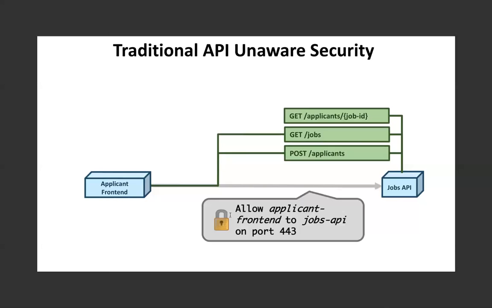If you look at the traditional way of doing security and policy in Kubernetes, we could do a network policy, and we could say network policy allow the applicant front end to talk to the jobs API, right? On port 443, that's as far as network policy goes. While this allows the communication, it actually exposes the entire API. Which means that if the applicant front end is compromised, if a user manages to hack that particular pod, if there's some bug in the code, the user could actually access the applicant's data. And that's something we want to avoid. Right? It's not least privileged security.